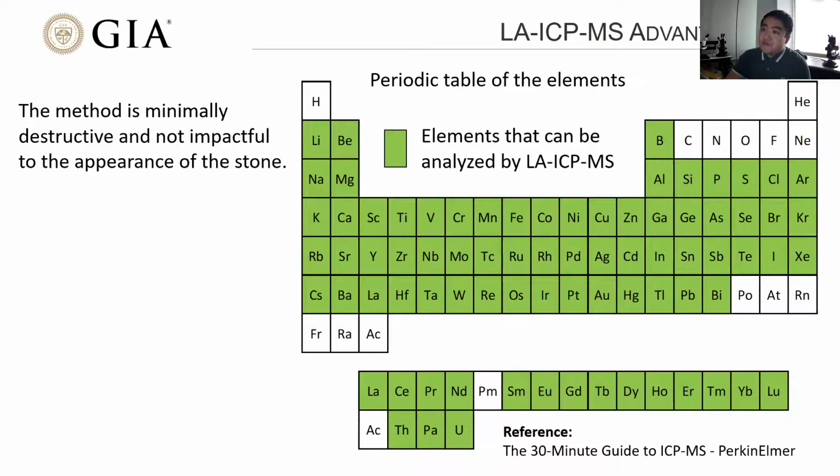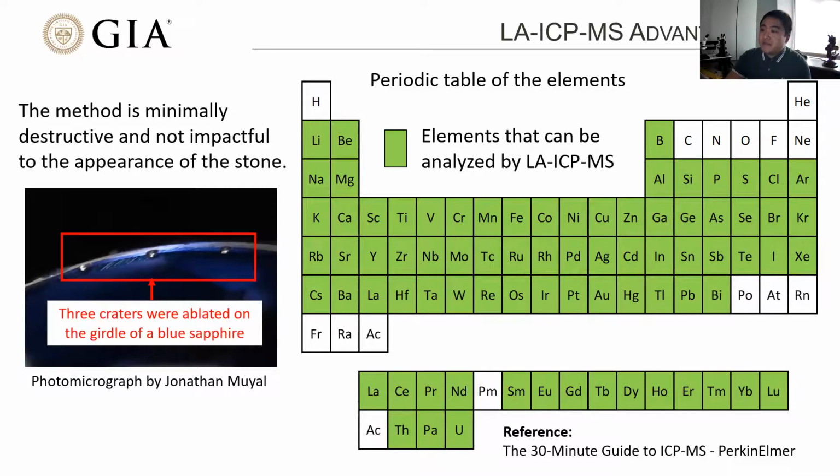A method can be built to measure trace elements at ppm levels while measuring major elements at percentage level in the same analytical run with very high precision. Most importantly, the method is minimally destructive and not impactful to the appearance of the stone.